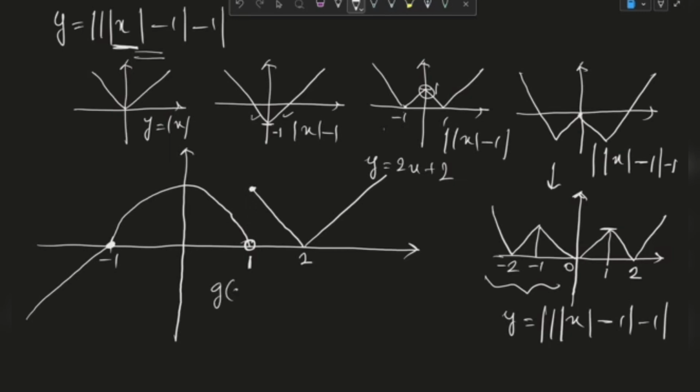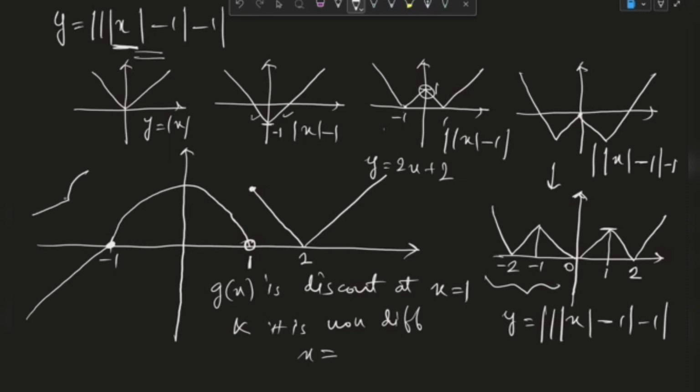So g of x is basically, the graph is broken. So it is discontinuous at x equal to 1, and it is non-differentiable. Let me check the sharp corners. At x equal to -1 there is a sharp corner because it's going like this, a sharp corner here at -1. At 1 it is not continuous, so it is not differentiable.